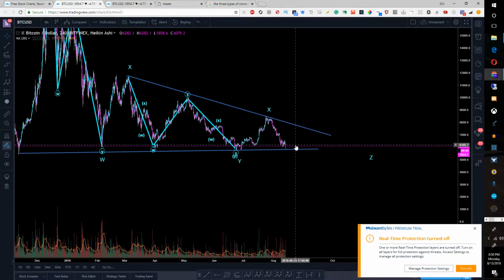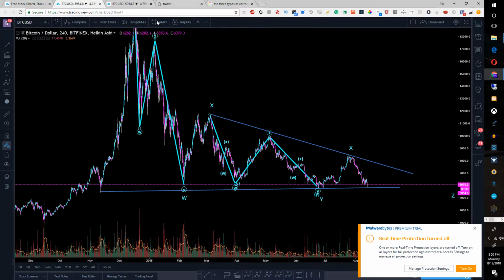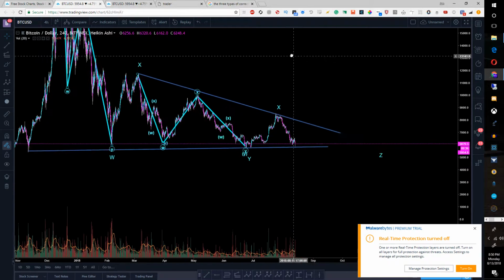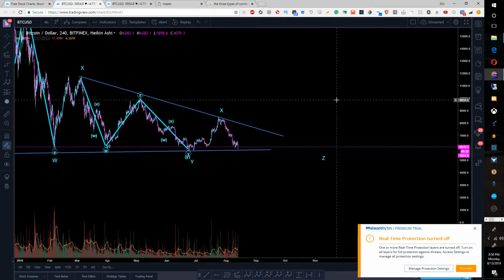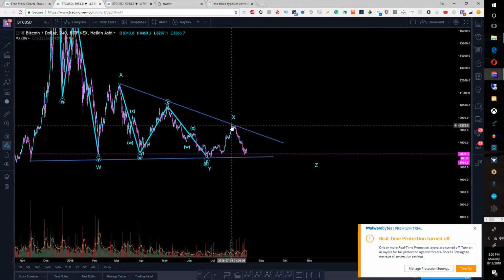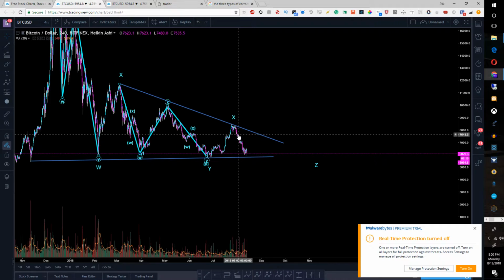It could be either a flat or a triangle. I don't think it could be a zigzag because zigzag, zigzag, zigzag would just not make sense. Because usually in these triple corrective structures, you'll have either flat, flat, triangle; flat, flat, flat; zigzag, flat, triangle; or zigzag, flat, flat. So it's either going to be a flat or it's going to be a triangle. So if it's a flat, the next major bounce we see will probably go up to highs near the X wave or like possibly down here.